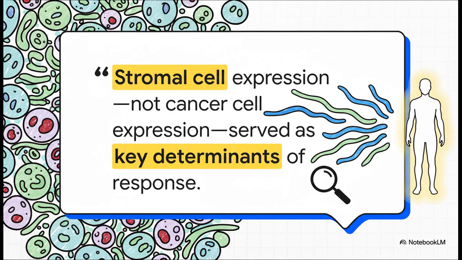And get this, here's a totally mind-blowing example of what this can do. A recent study was looking at immunotherapy, trying to predict who it would work for. And they found the most important signal wasn't coming from the cancer cells at all. Nope. Instead, it was the genetic activity in the structural stromal cells surrounding the tumor that best predicted whether a patient would respond. I mean, that completely changes where we even think to look for answers.